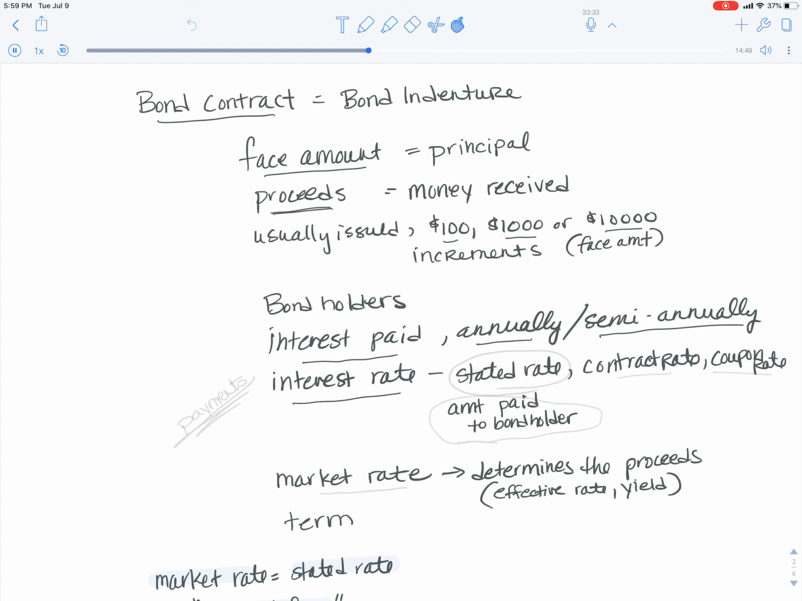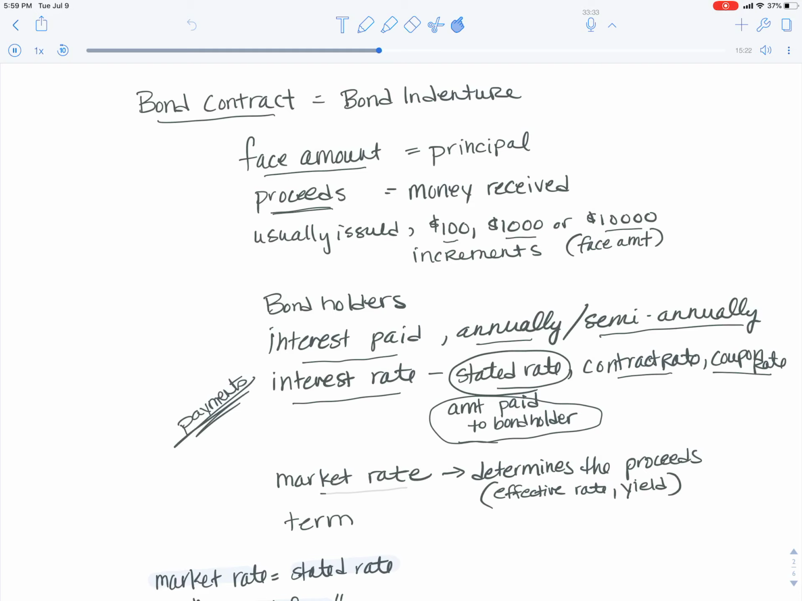Each bond contract has an interest rate printed on it, where we promise our bondholders we're going to pay this amount. The stated rate is the most common way this is referred to, and this is how it's called in your book, but it could also be called the contract rate or coupon rate. And this is how we calculate our payments to our bondholders. Our payments are going to be with the stated rate on the bond.